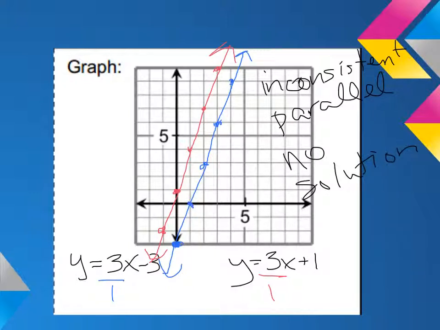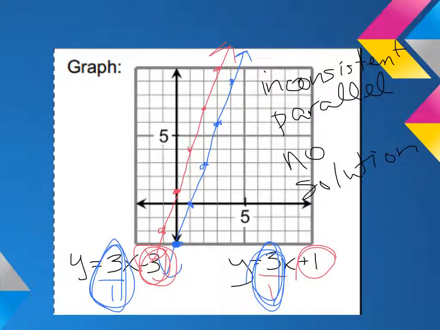Now, looking at our equations, we can tell that these lines are going to be parallel because they have the same slope, but we know that they're going to begin in different spots because their y-intercepts are different. So if two lines have the same slope, they're parallel, but if they have different y-intercepts, there's going to be no solution.